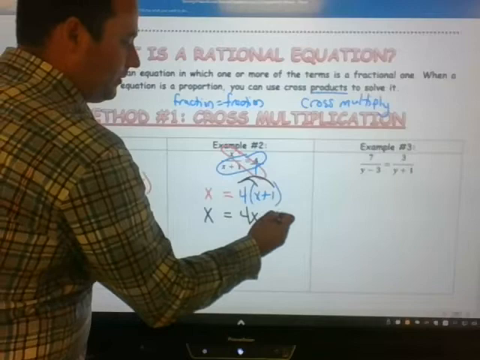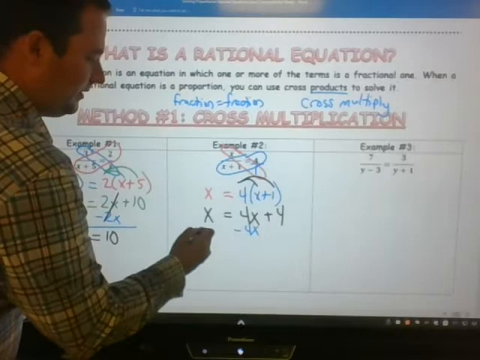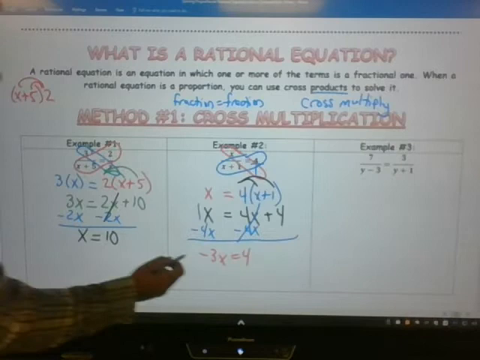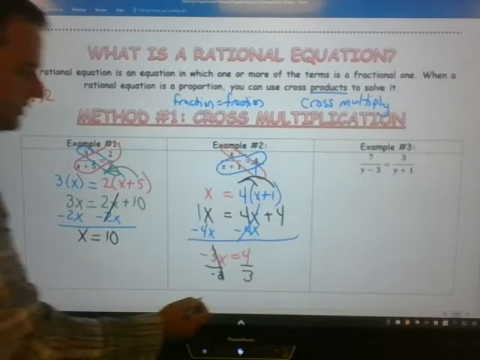We have to get the variables to the left side, so here we will subtract 4x from both sides. Remember, there's really a 1 in front of this x, so you basically end up with negative 3x equals 4, and your last step will be to divide both sides by negative 3. So we end up with a final answer of x equals 4 over negative 3.